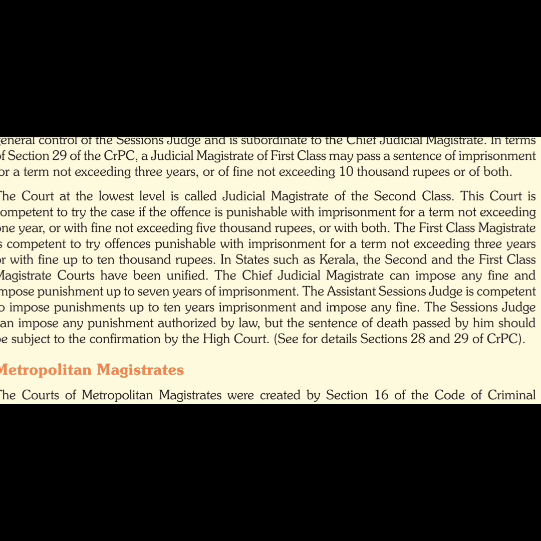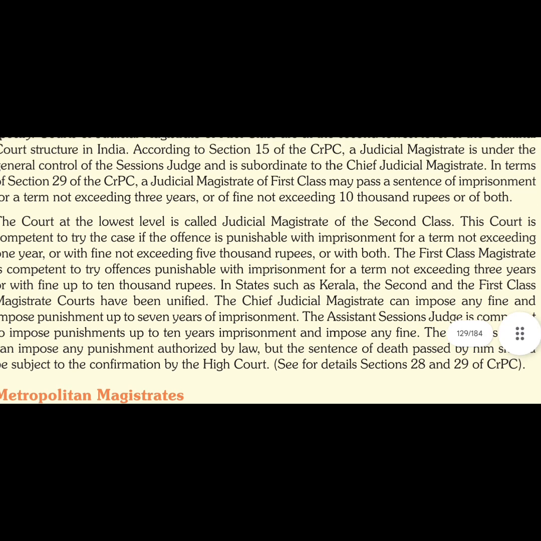Court at the lowest level is called JM of second class, that is JM 2C. This court is competent to try the case if the offence is punishable with imprisonment for a term not exceeding 1 year, fine not exceeding 5,000 rupees or both. So whatever is above, take its half: 3 years becomes 1 year, and 10,000 becomes 5,000. First class magistrate is competent to try an offence punishable with imprisonment for a term not exceeding 3 years.